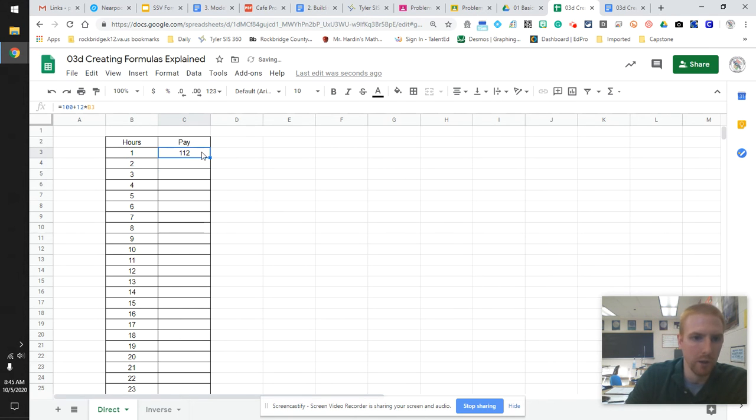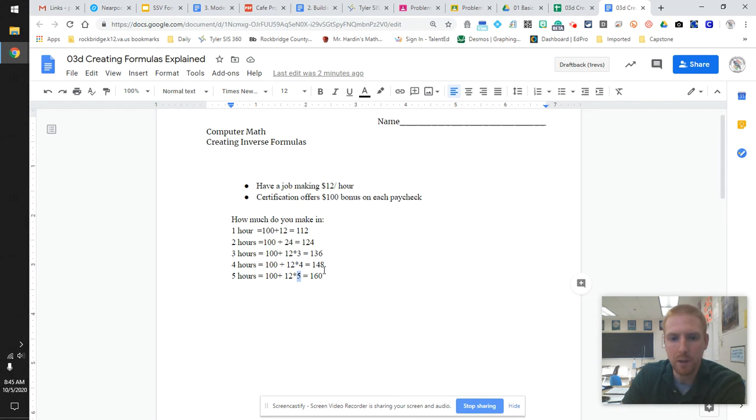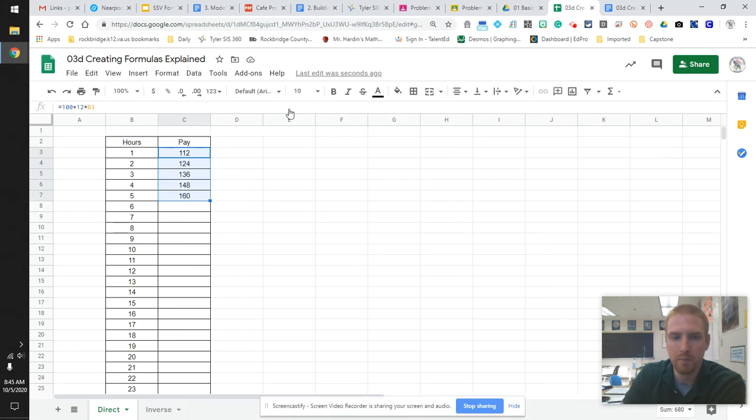And there's that 112. Now, the key thing here is I can just drag this down. If these first 5 match what I came up with, then I did it right. So that's how you check. And that's why I want you doing this part first. Because if you get this part right, and then you try your formula over here, if these match, you've done it right. You're good to go.